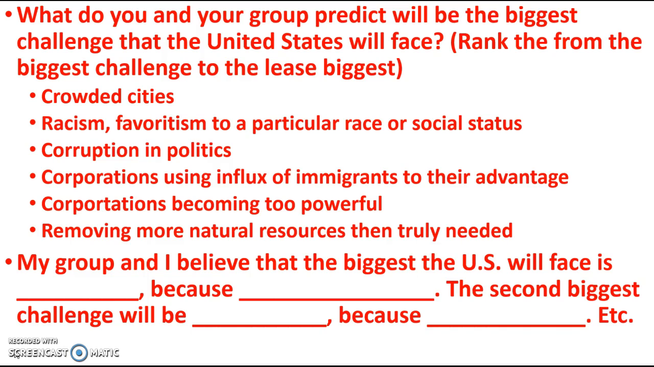So here's a writing prompt. Instead of saying my group and I, you could say, I believe that the biggest challenge the U.S. will face is, write it out, because, and explain. And the next part, the second biggest challenge will be such and such, whatever it may be, because, and so on. You see that etc.? That means to continue. So go to the third, the fourth, the fifth, and finally the sixth. Once you're finished, put your name on your notes and turn it into the basket.